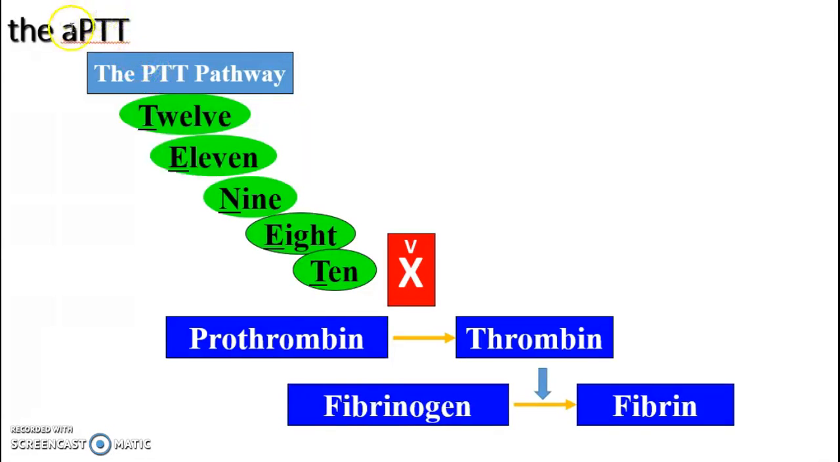So we have the APTT pathway or the PTT pathway, and then we have the PT pathway. The PT pathway is the extrinsic pathway. The PTT pathway is the intrinsic pathway. So the intrinsic pathway is the longer pathway. So we have factor 12, 11, 9, 8, 10, and then factor 5 coming in. And then activated factor 10 converts prothrombin to thrombin, and then thrombin converts fibrinogen to fibrin.